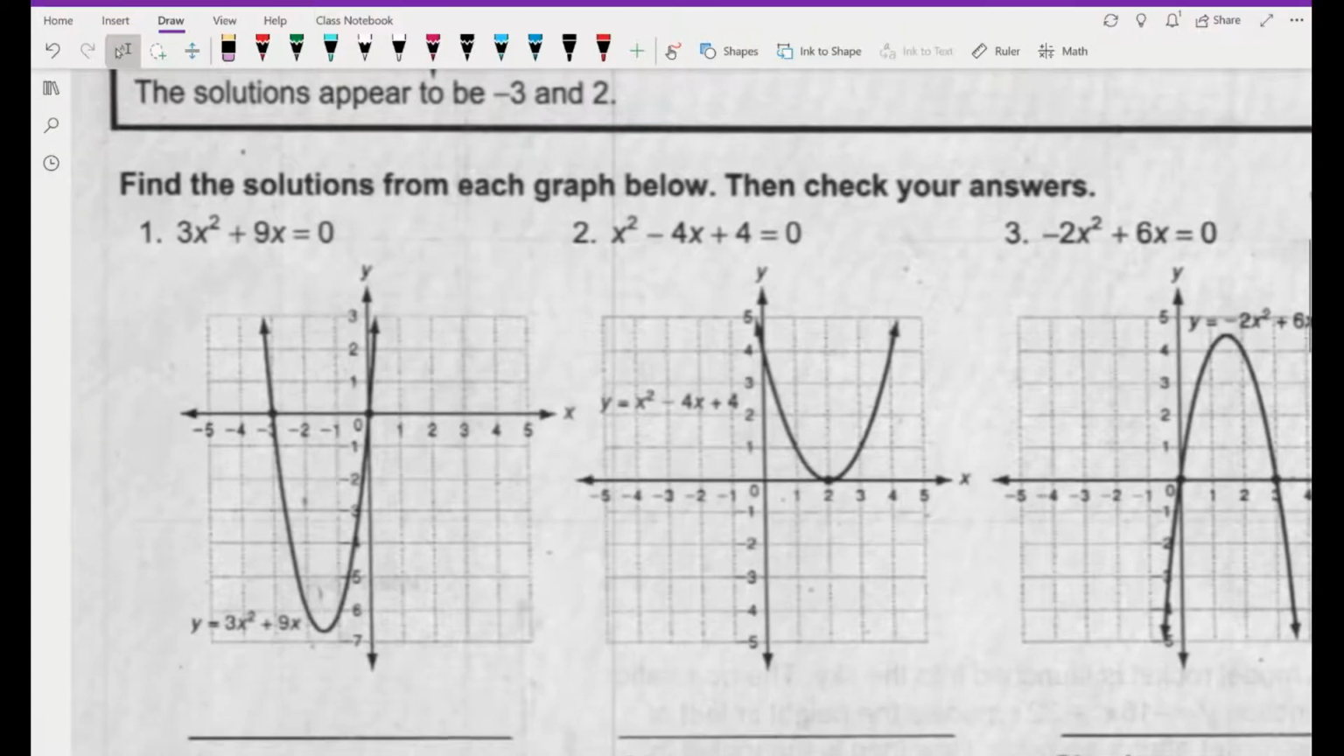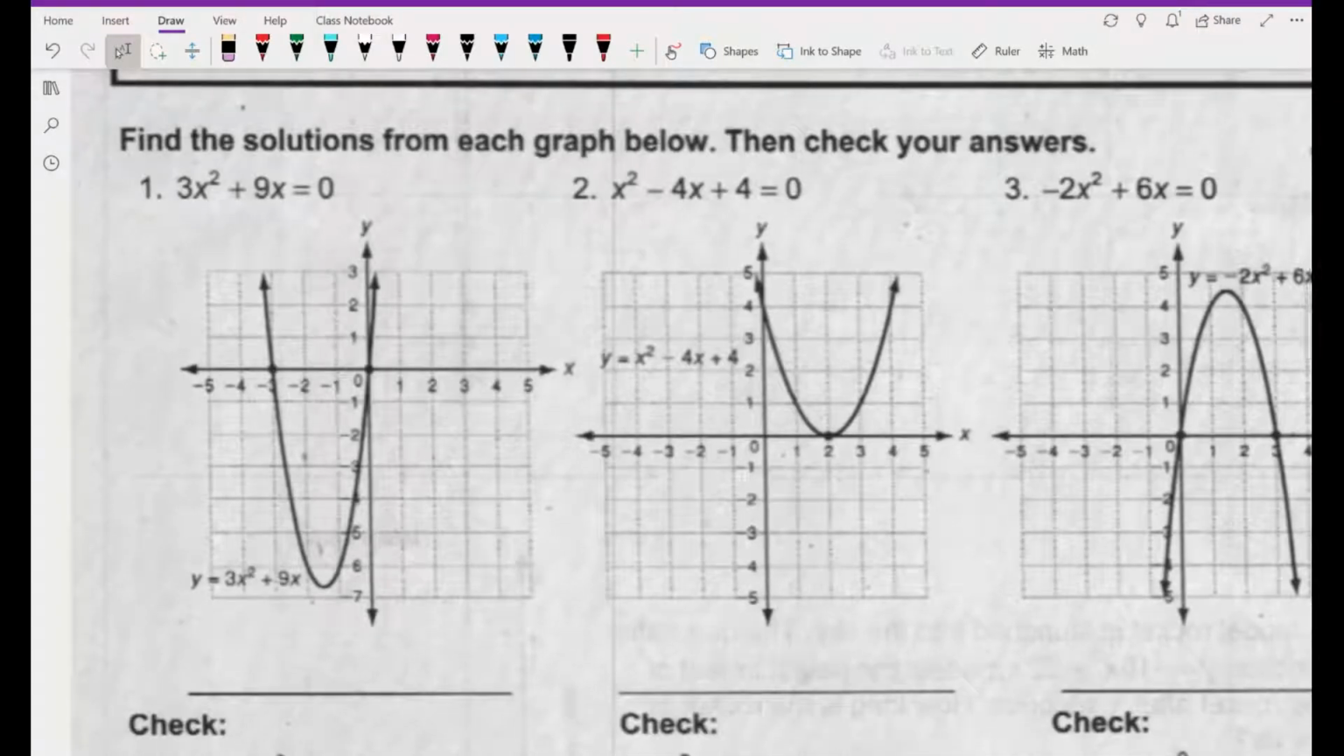Now for number 1, it says find the solutions from each graph below. We can already see the zeros here. Now if we didn't know what the zeros were, we could always factor this equation, which I'll still show because it's good practice. So we have one solution of x equals -3. The other solution is x equals 0.